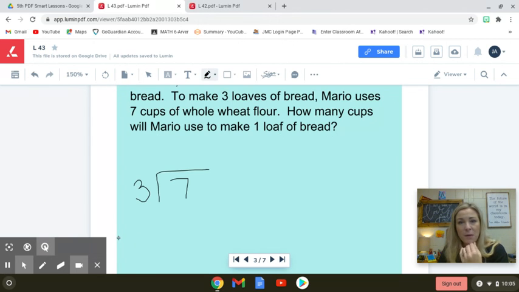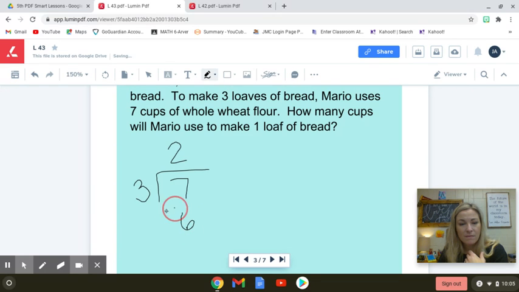All right, so I've set it up like this. I have 7 cups of flour divided by 3 loaves of bread. If I do my math like this, I'm going to find out how much flour is used in each loaf. So I'm going to start by asking myself, how many times can 3 go into 7? And that is 2 times. 2 times 3 is 6. 7 minus 6 is 1.